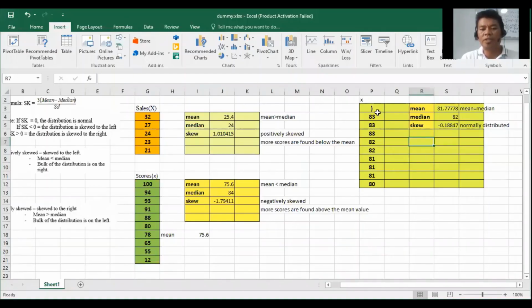Since we have found out that this data is normal, with a skewness coefficient of 0, then we can determine the kurtosis coefficient. So we have equals Kurt from 84 down to 80 equals negative 0.91181. If the value of kurtosis is greater than 3, that is leptokurtic. If it is equal to 3, that is mesokurtic. And if it is less than 3, that is platykurtic. So we have a platykurtic here. That means that the graph or the distribution is flatter than the normal.